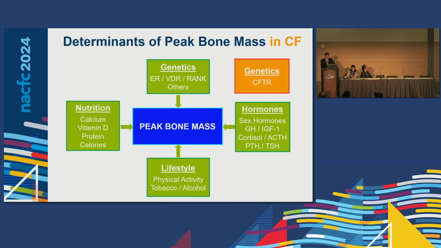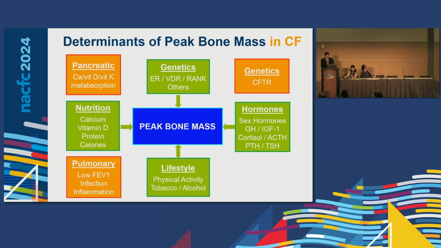In addition to the adverse genetics, there is pancreatic insufficiency in CF that can contribute to calcium, vitamin D, and vitamin K malabsorption, further worsening bone mass. Pulmonary disease, we've known in many studies that low FEV1, infection, or inflammation contribute to worsening bone density. And then finally, certain medications, specifically glucocorticoids, can contribute towards bone loss.